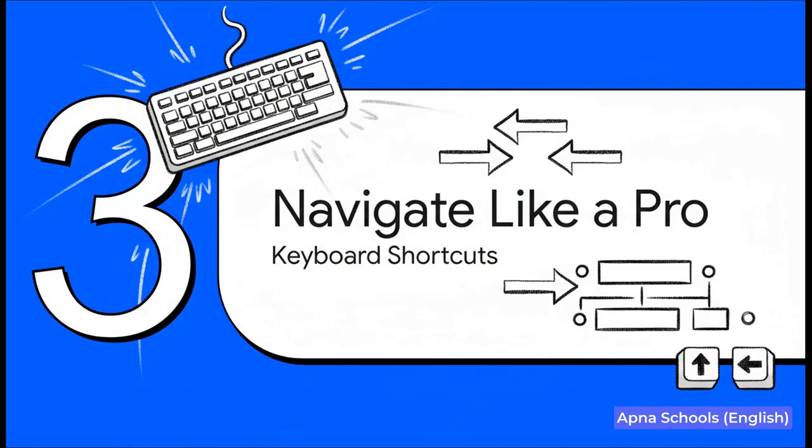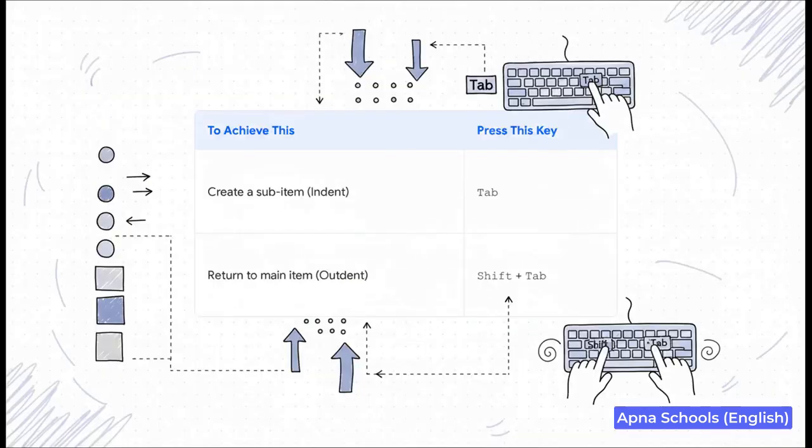So the big question is, how do you do this efficiently? Without constantly reaching for your mouse and clicking around. Well, it all comes down to two super simple keyboard shortcuts. And here it is. This is the secret to lightning-fast outlining. To create a sub-item and indent it, you just press the Tab key. That's it. And if you need to go back out to a main-level item, just hold down Shift and press Tab. Once you get these two shortcuts into your muscle memory, trust me, you'll be building complex outlines in seconds.